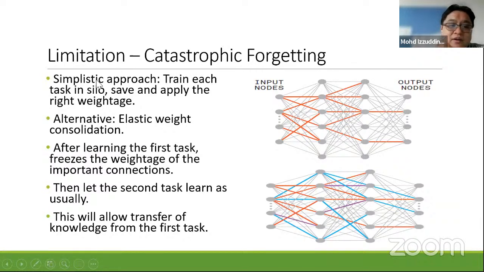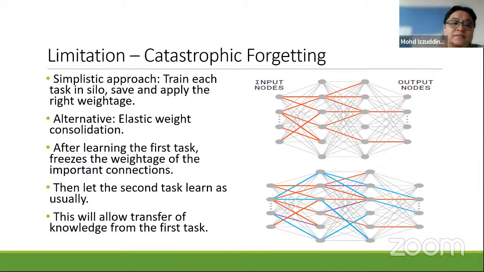Okay, so what are the solutions? So basically, we have one simplistic approach. It's just to train each task, for example, to classify dog and cat, in silo. Okay, and then we use a different neural network to classify car and bus, and then we save all the weights. So whenever we wanted to do some prediction to categorize, we choose the right weightage. So it will not be scalable. We have a problem with choosing the right one, and then every time you have a new task, you will have to come up with a new network.